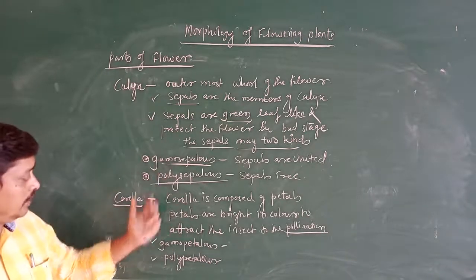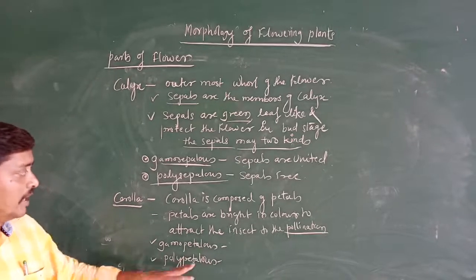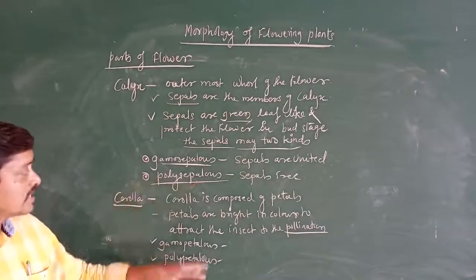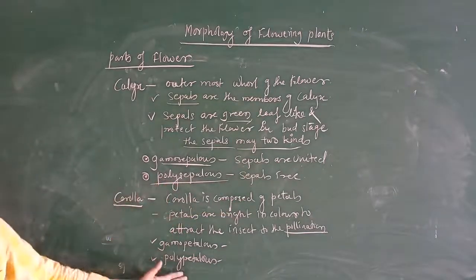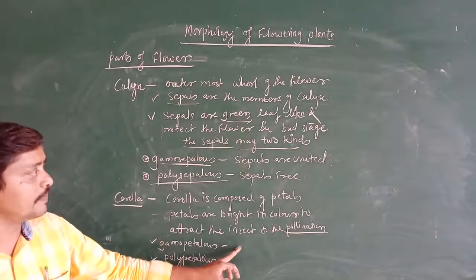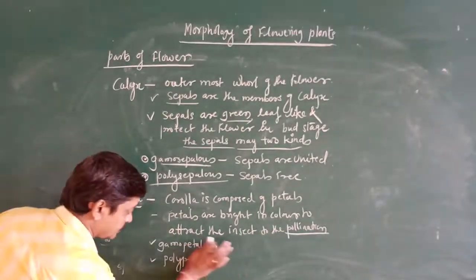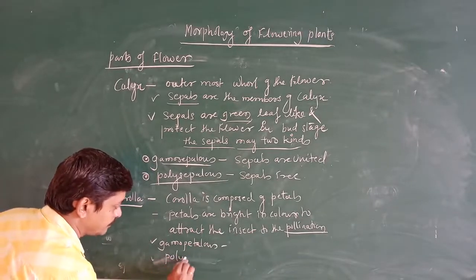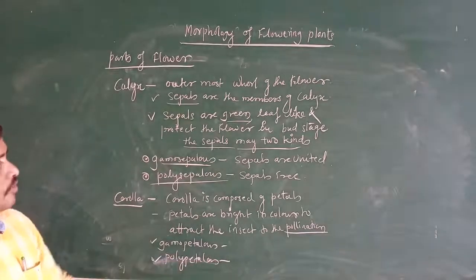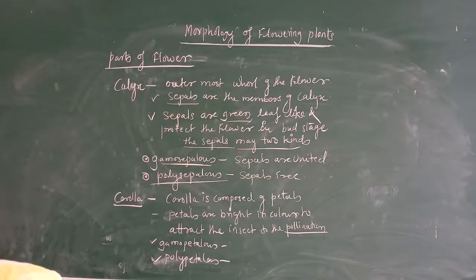And here also we are going to get two kinds of petals: gamopetals and polypetals. Similarly, in polypetalous, the petals are free. Okay, that is the homework for you. This is about the parts of the calyx and corolla.